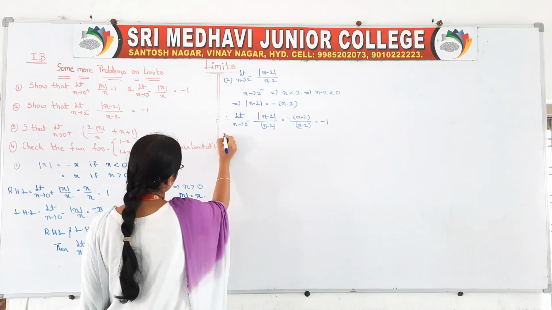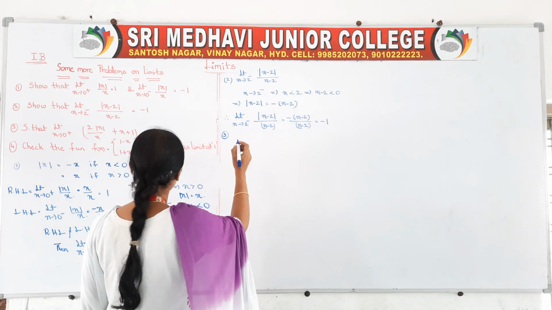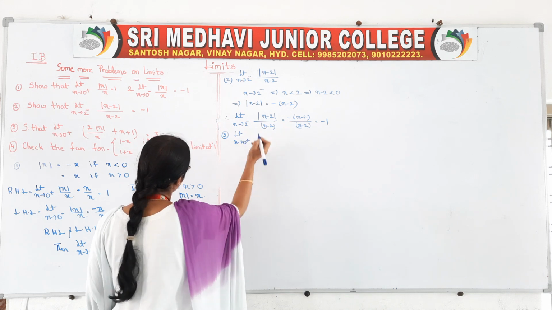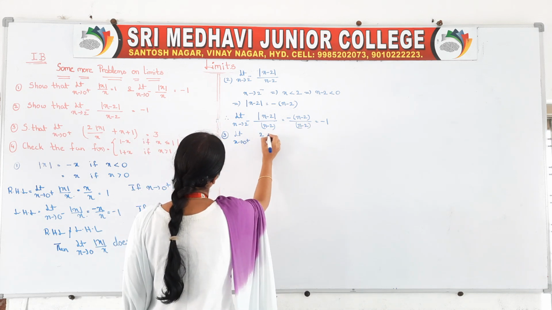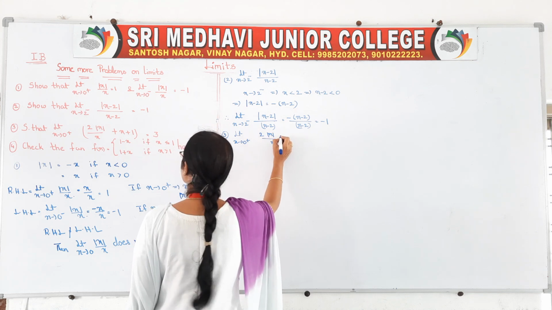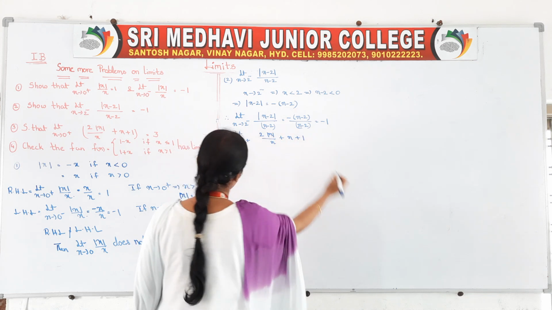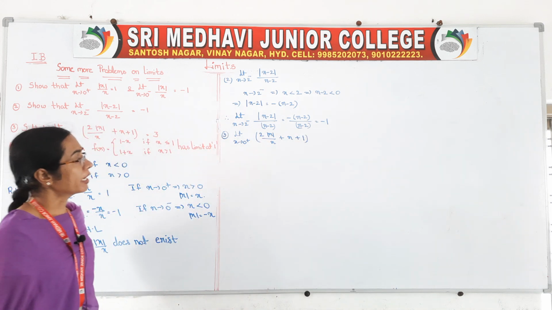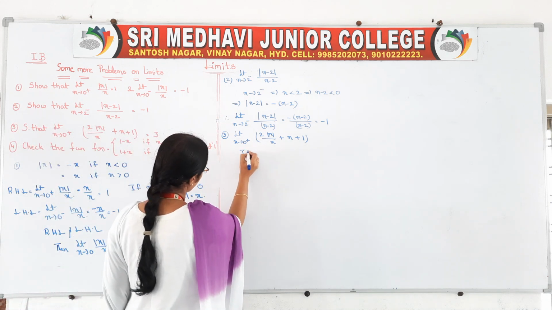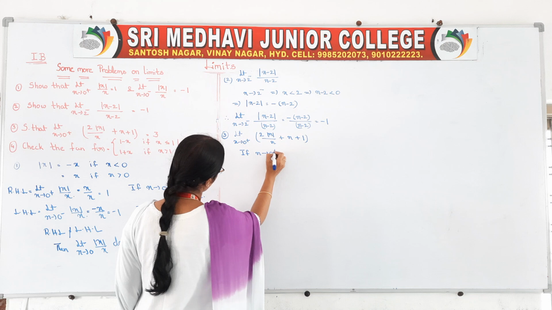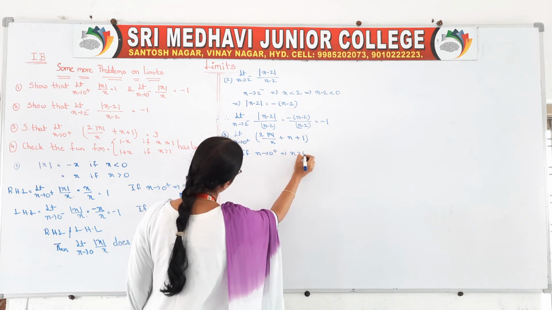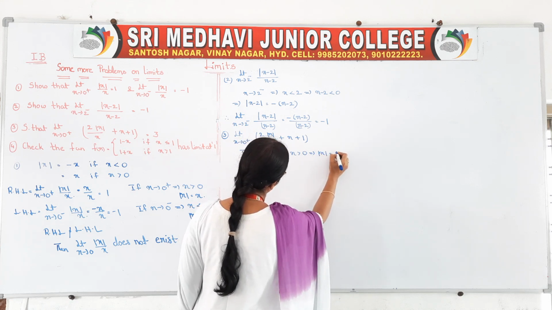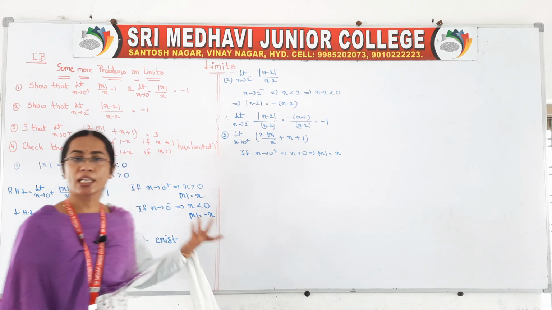Come to the third one. What is your third question? Show that limit x tends to 0 plus, right hand limit, of 2 mod x by x plus x plus 1 is equal to 3. This is also a show that problem. So, x tends to 0 plus means x is greater than 0. If x is greater than 0, what will be your mod x value? Mod x value is positive, that is x.